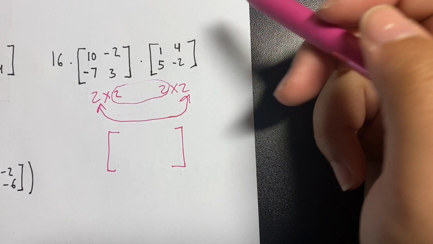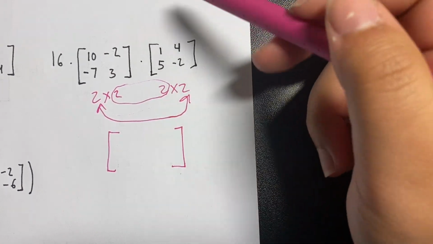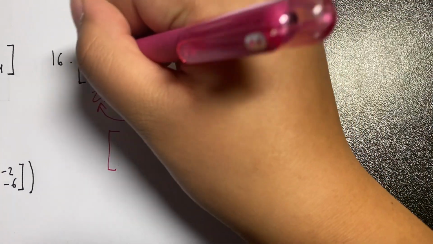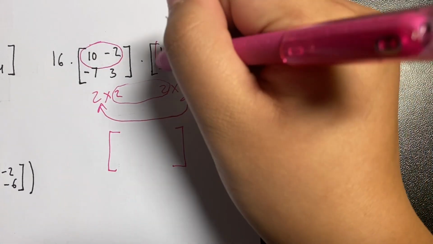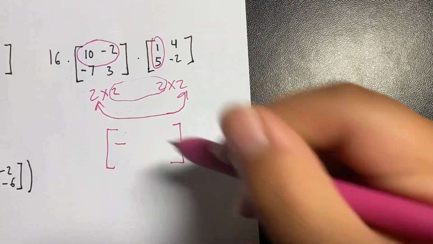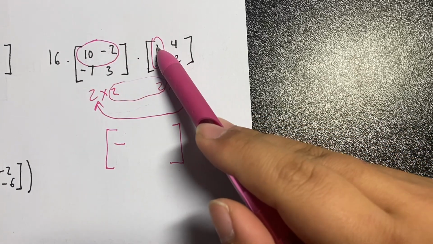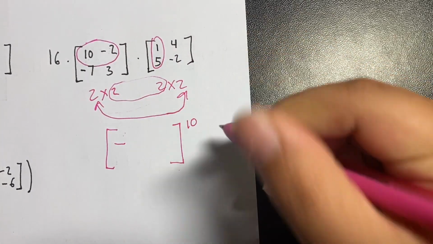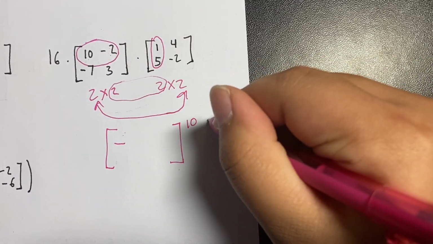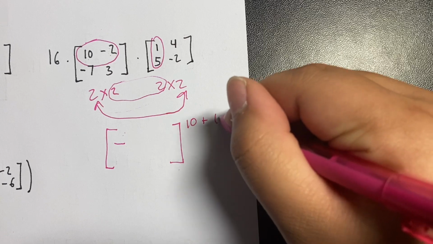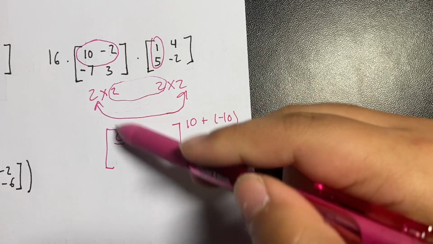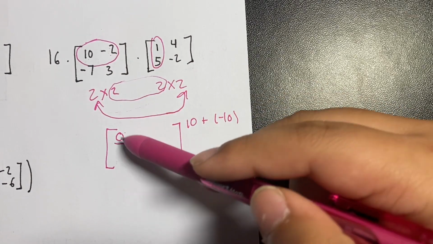Okay, so now when we multiply a matrix, remember we have to do it row times column. So that means we're going to do this first row times this column first. And that's what's going to go in this spot right here. So we're going to do 10 times 1, which is 10. And then negative 2 times 5, which is negative 10. So we're going to add these two terms. And 10 plus negative 10 is 0. So that's what goes in this 1 by 1 element.